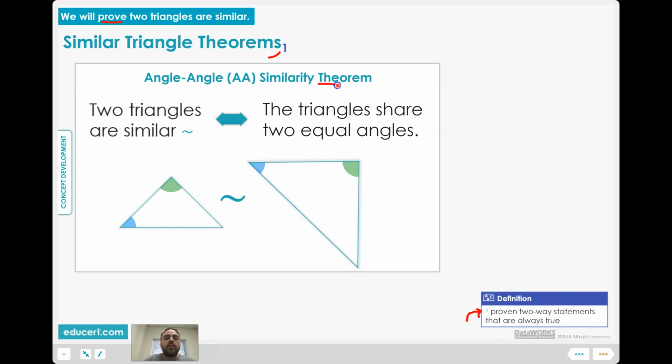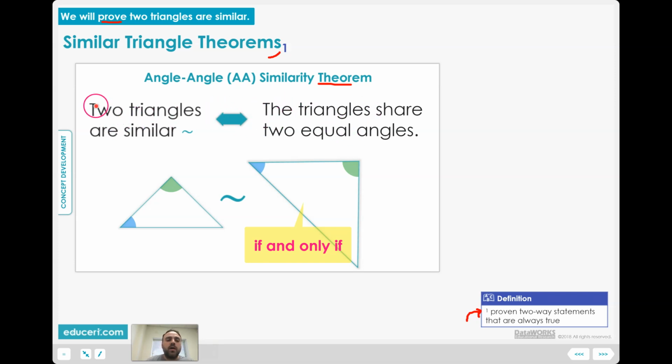The first theorem that we have is called angle-angle similarity, abbreviated AA similarity. Before we read the angle-angle similarity theorem, we have this two-way arrow, and in mathematics, the two-way arrow represents the phrase "if and only if." And the power of "if and only if" is that we could actually read this theorem both ways.